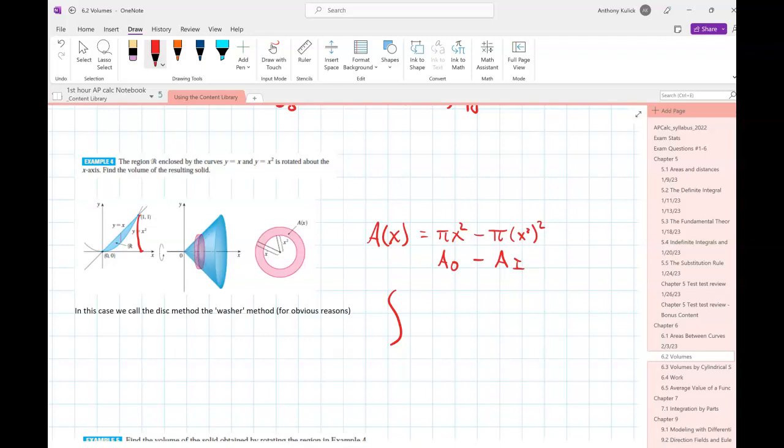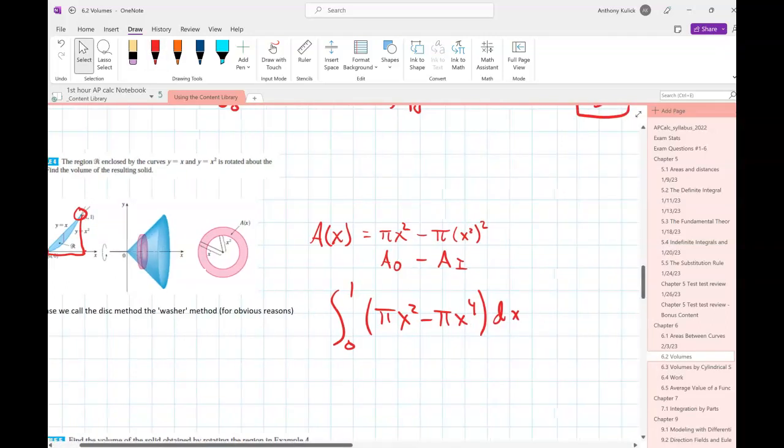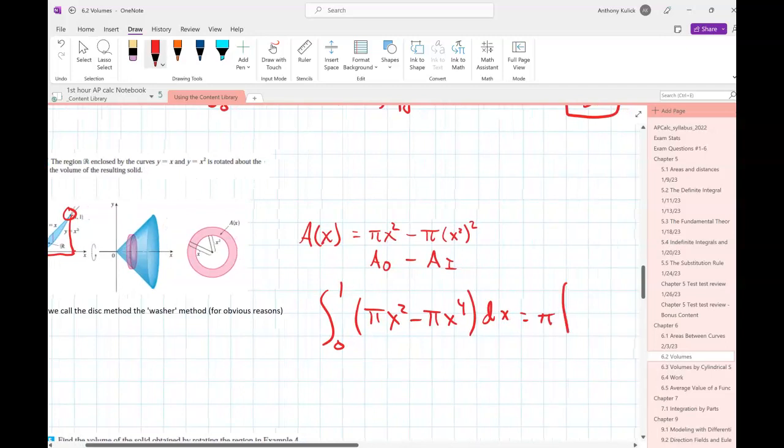So we'll integrate from 0 to 1 along the x-axis. So intersection to intersection. And then we have this pi x squared minus pi x to the 4th dx. Can pull our pi out front.